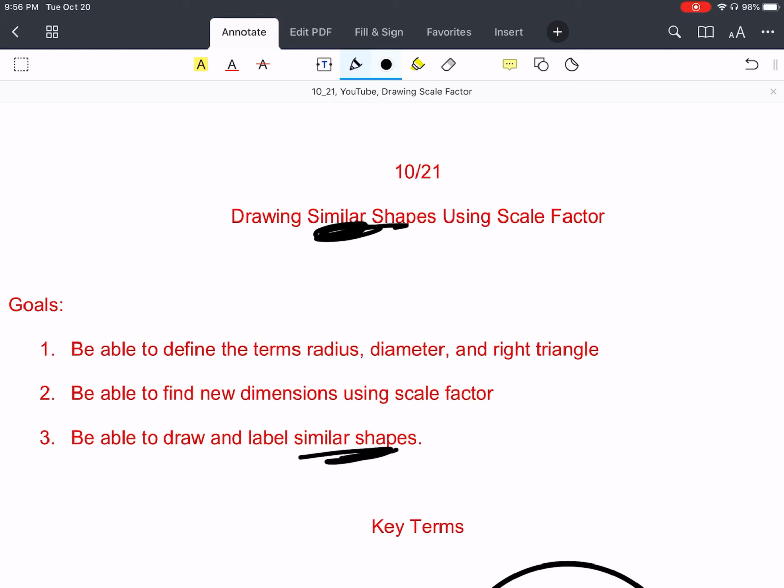Similar shapes are shapes that are adjusted proportionally, so they are enlarged or reduced using a scale factor.